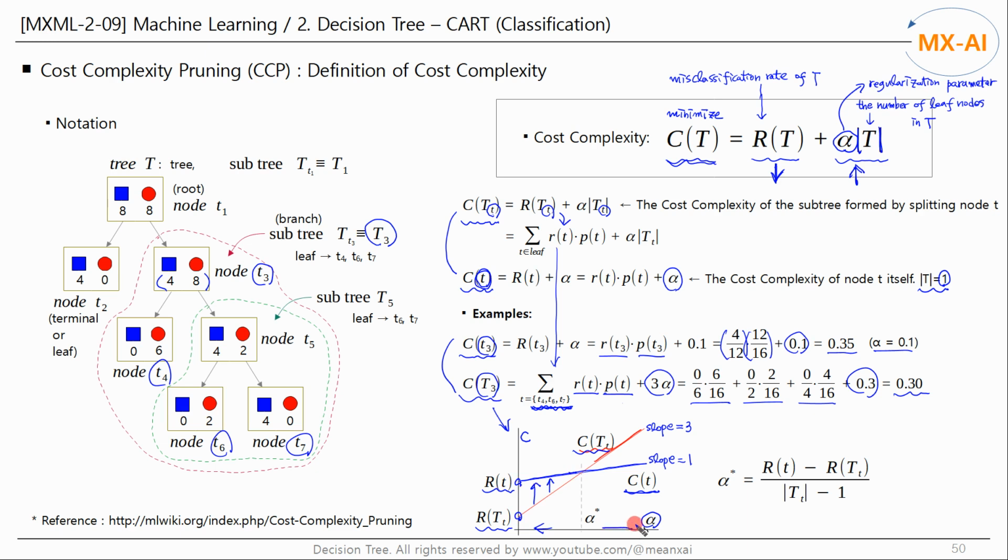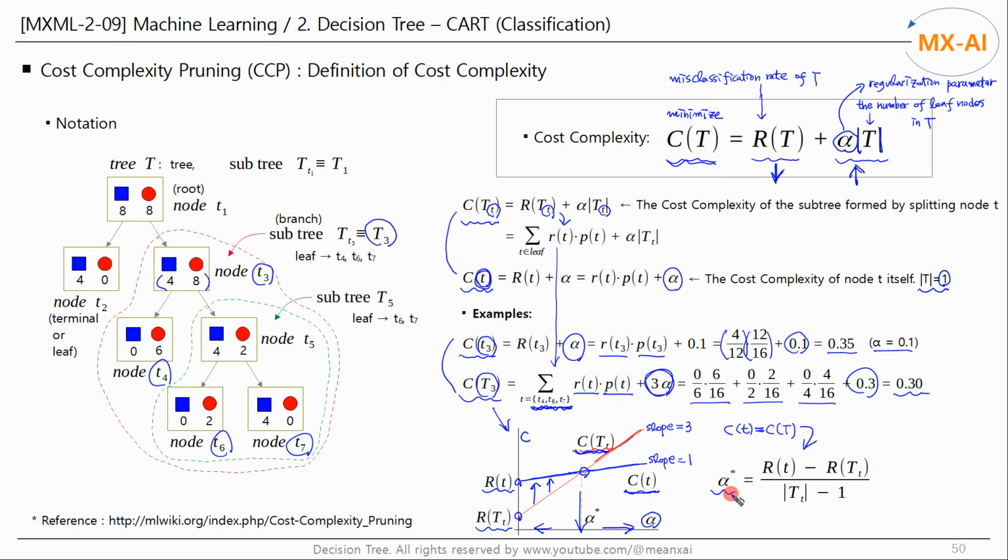However, as alpha increases, the penalty on the number of leaf nodes becomes more important. Because the subtree has more leaf nodes, its cost complexity increases more rapidly than that of the node. As a result, the two lines eventually intersect. Now let's find the value of alpha at this intersection point where C alpha of t equals C alpha of T. Solving this equation gives us the value known as alpha star.